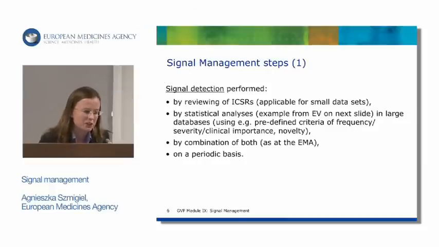Speaking about signal detection, it is usually performed by reviewing ICSRs, which is applicable for small data sets, or by statistical analysis. We will see an example of data output from EudraVigilance on the next slide, which is applicable for large databases using, for example, predefined criteria of frequency, severity, clinical importance, novelty. It can also be performed by a combination of both, which is used here at the EMA. It is also done on a periodic basis.